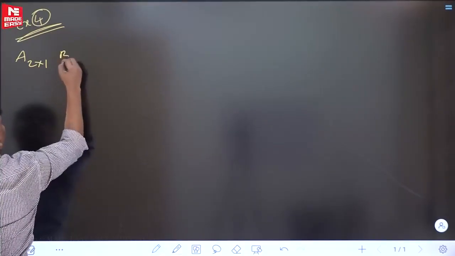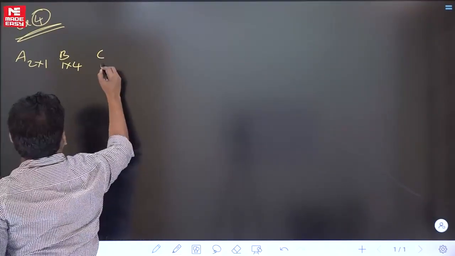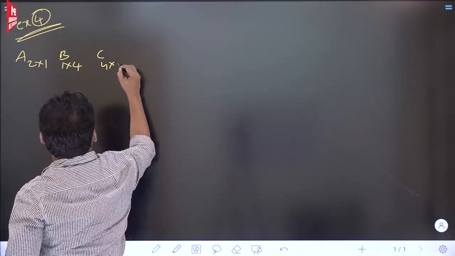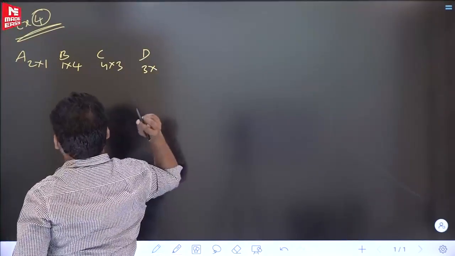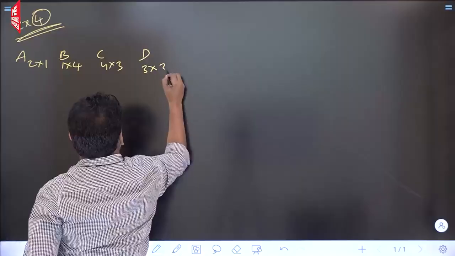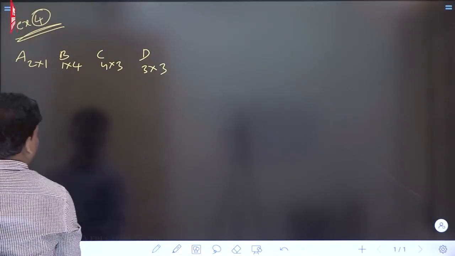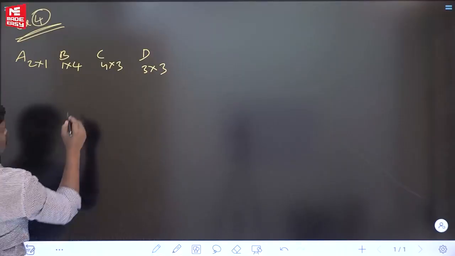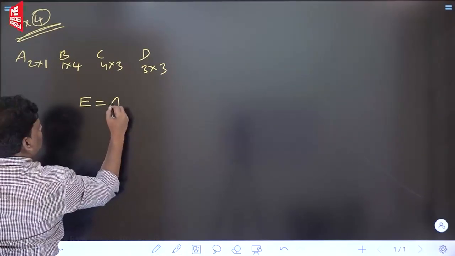A 2 by 1, B 1 by 4, C 4 by 3, D 3 by 3. Next one, see this one, E is equal to A, B, C, D.